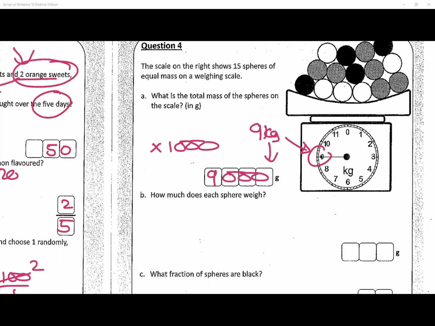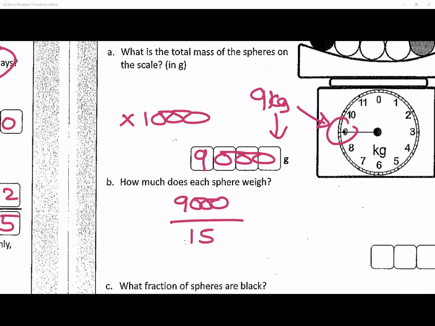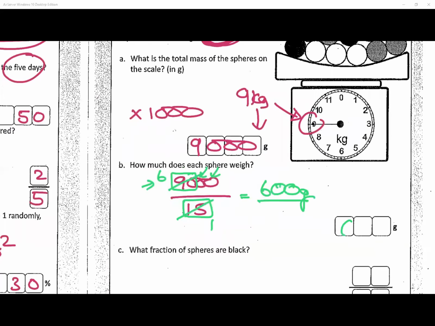Next, part B. How much does each sphere weigh? So how do you break that out? You divide it. Fantastic. 9,000 divided by how many? 15. So let's start cancelling down now. Let's have a look at 15 and 90. How many 15s fit into 90? 15, 30, 45, 60, 75, 90, 6 of them, if you want to count it. So you're left with how many grams? 600. We've got the 6 over here and the 2 zeros over here. 600 grams.